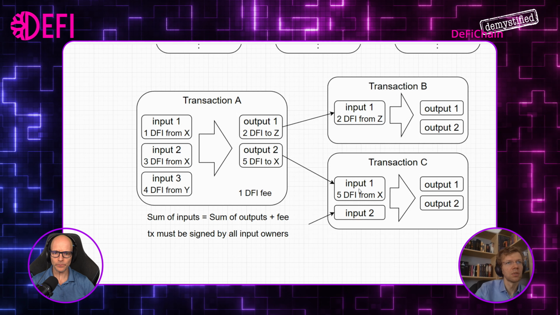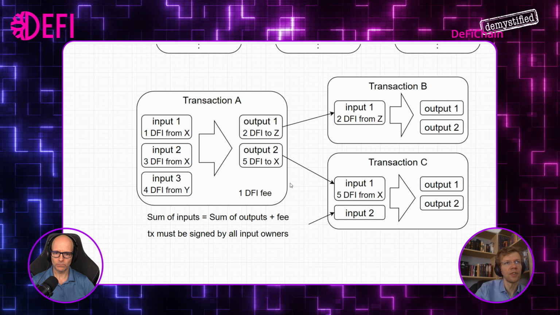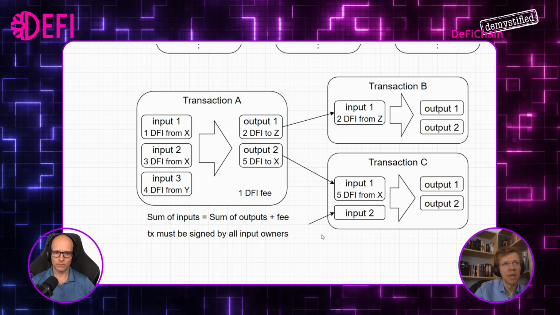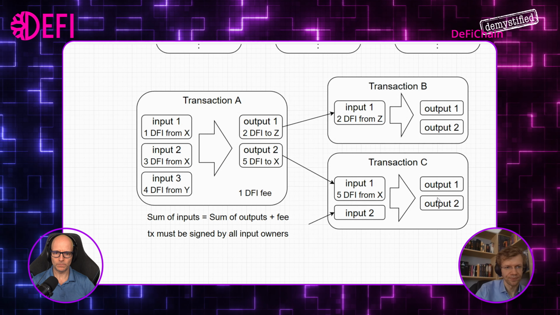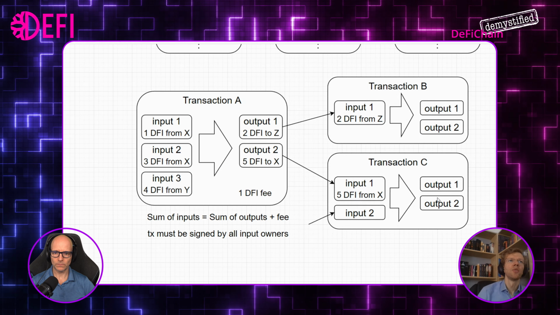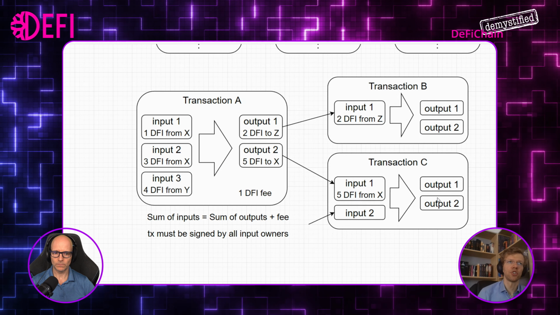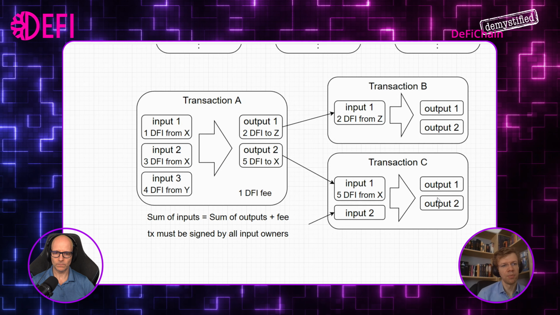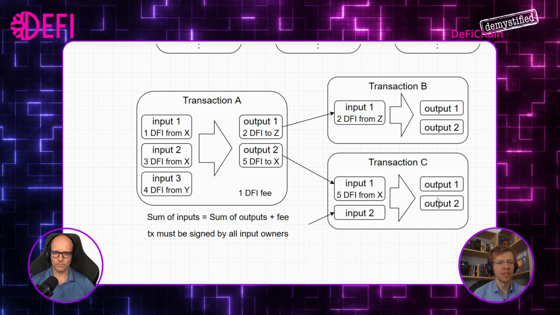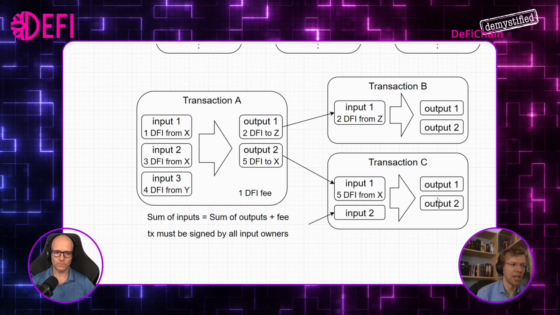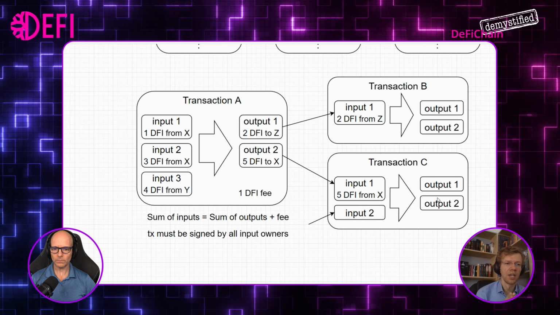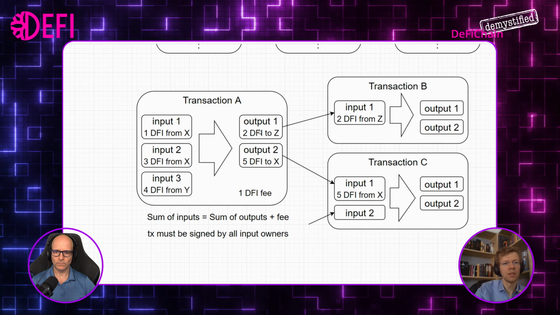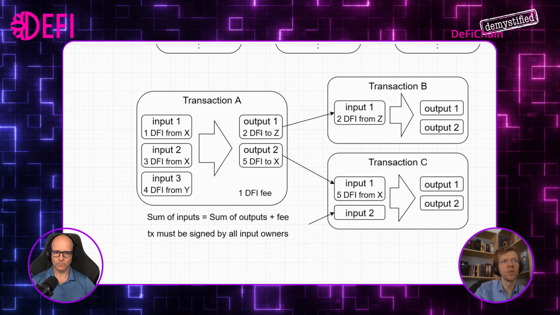And X might use this output, 5 DFI, in transaction C, maybe add another input and use that. And here we come to an important part of this whole transaction system, which is the thing about change addresses. People have probably heard about it, but it's sometimes hard to understand, because these are transaction outputs, and you always have to spend the whole transaction output in a new input.